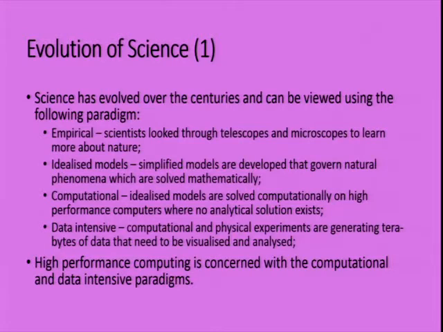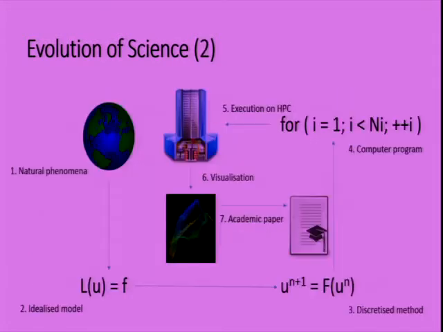So we want to tell scientists what to do and how to do it. So this is visualized. On the far left, you have a natural phenomenon. Scientists look at this, and you develop an idealized model. L is an operator, U is some unknown function, your right-hand side is a known function, which is then discretized. Because computers are digital, they don't understand continuous models, so you have to discretize it. An example of this is a time-marching series.